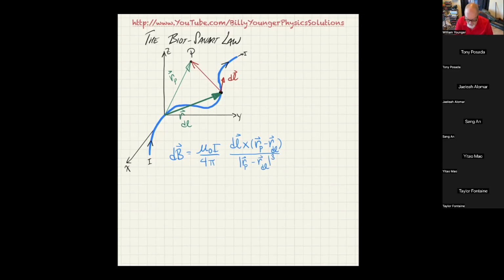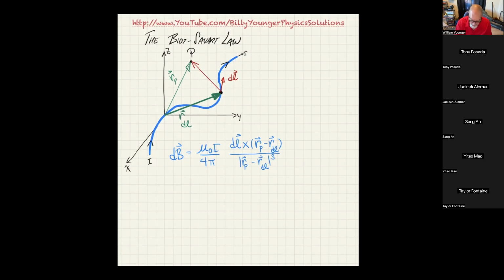Your book does the same thing, but it just blatantly calls RP minus RDL an R hat, and then it puts the equivalent of RP minus RDL's magnitude in the bottom. It just puts that squared, which would be fine. But to make this vector RP minus RDL a unit vector, you have to divide it by its magnitude, which is why I've got it cubed here. So that's actually the law of Biot-Savart.